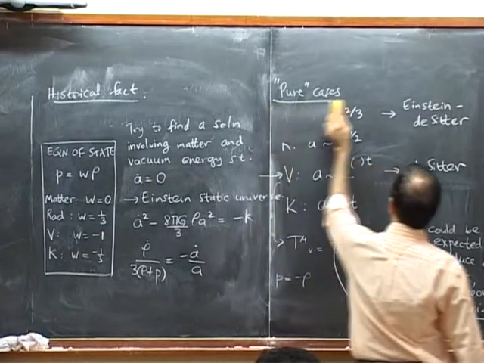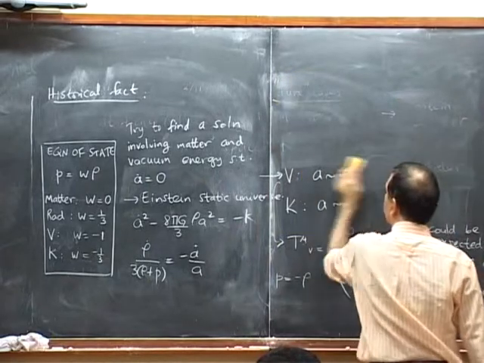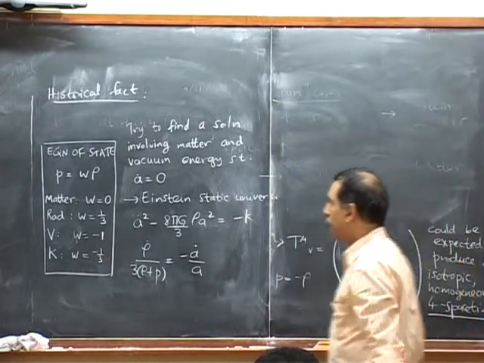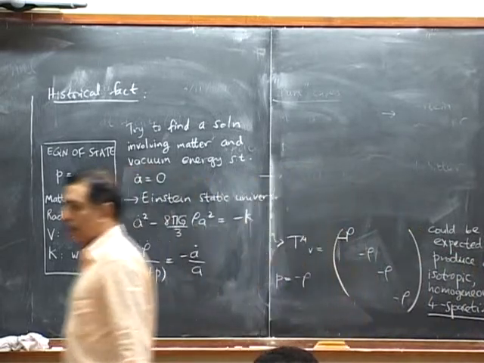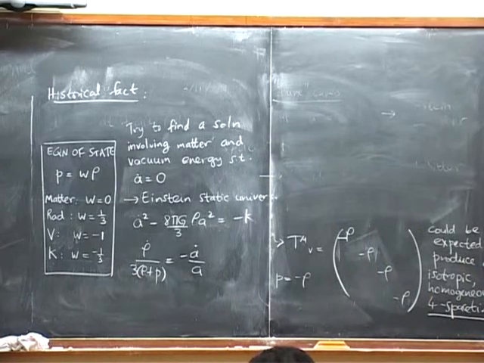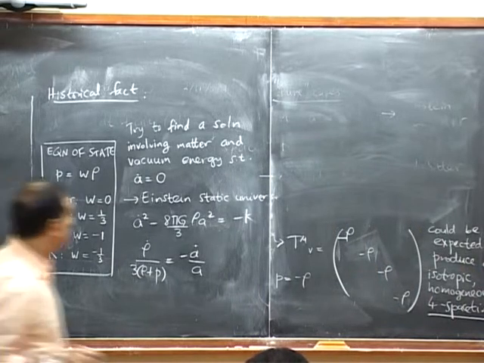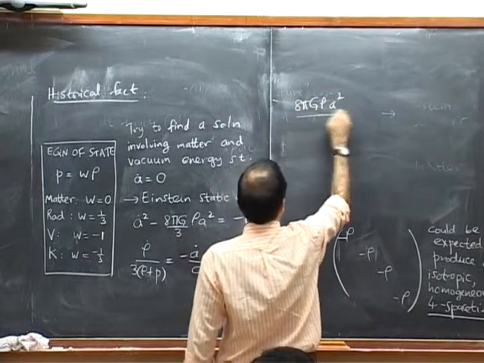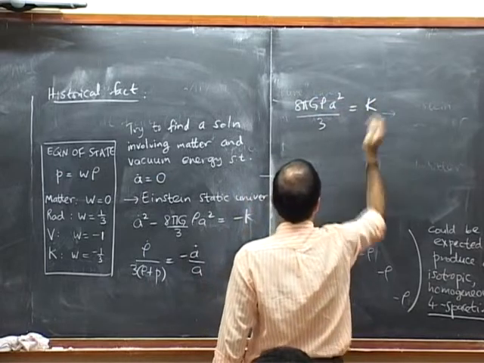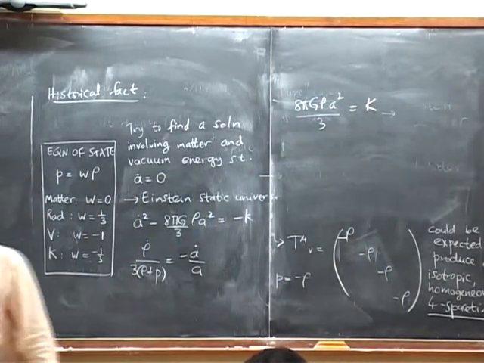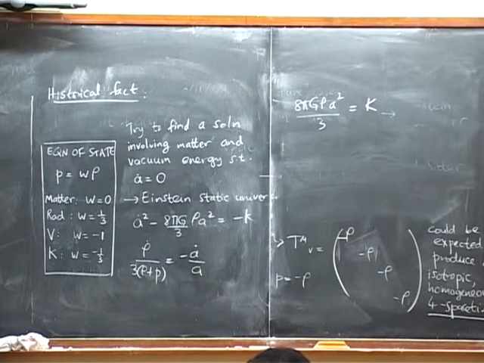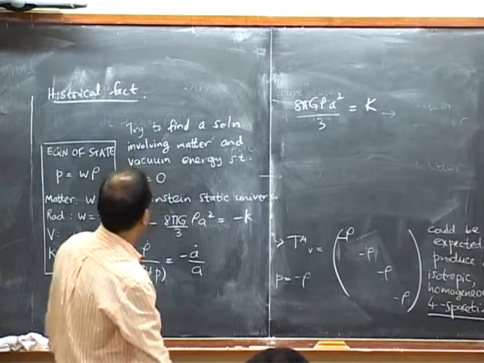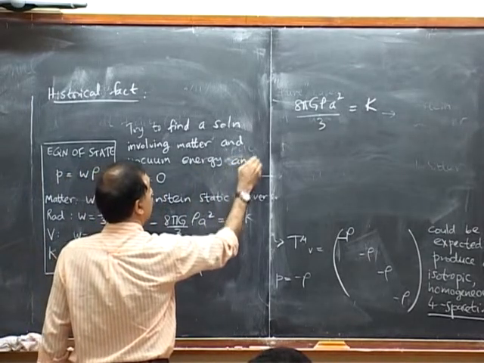Anyway, let's see how we are going to make a static universe. We just put A dot equals 0 in these equations and then proceed as follows. So first of all you get 8 pi G rho A squared upon 3 equals k. But we want k to be 0. So we want this to be 0. That's right. No, sorry, excuse me, that's wrong. K we don't necessarily want to be 0, so it's actually a combination of this and the coefficient.